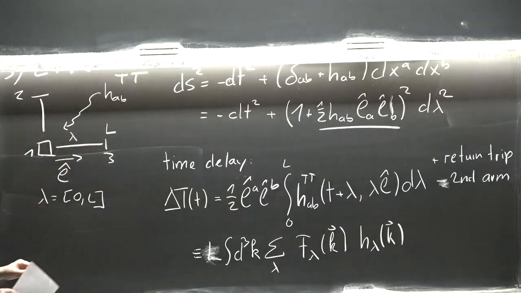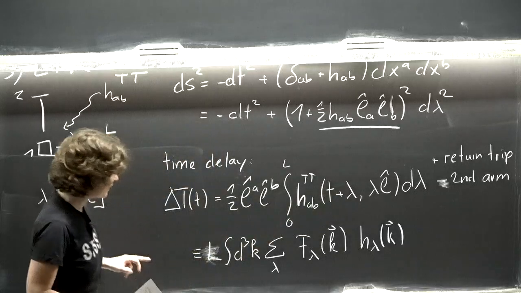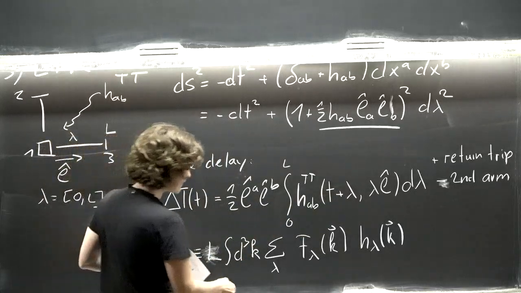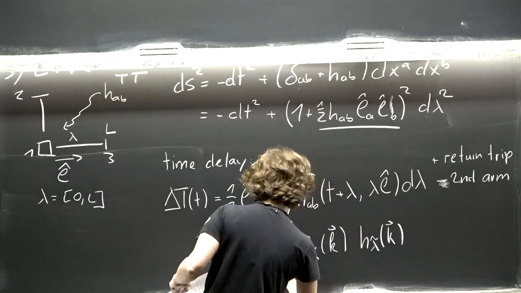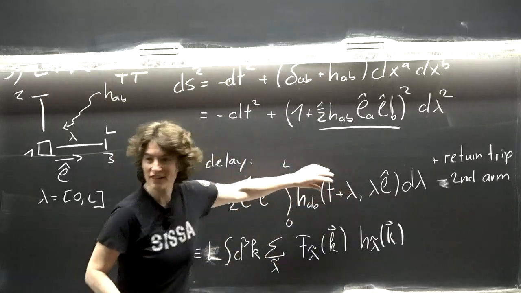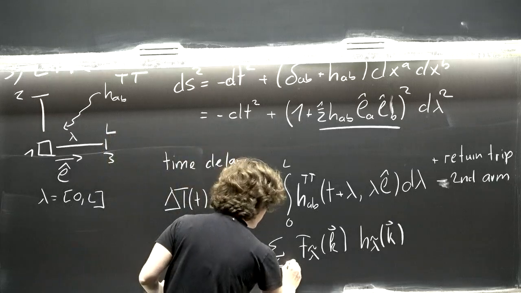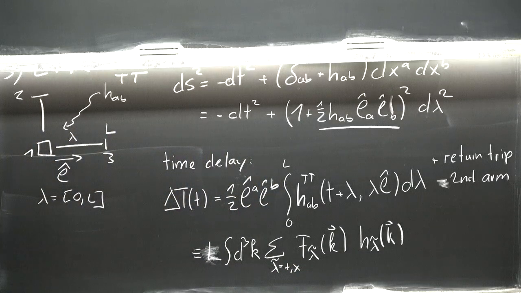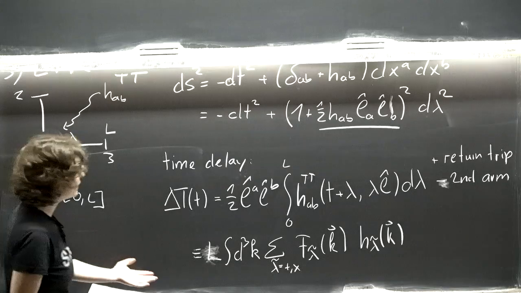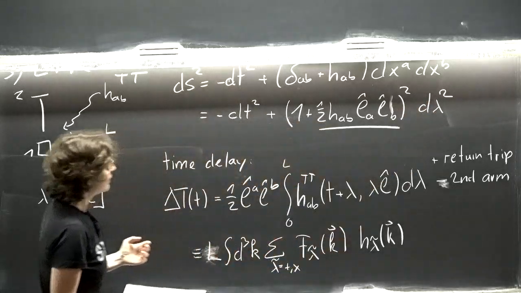So sorry, this is confusing notation. This lambda is not this lambda. Sorry, let me call this twiddle. This was the parameter along the propagation direction. This was the polarization. So this is just plus and cross. There's not enough letters. Initially, I was calling the lambda s, but then I had ds squared and ds squared. That wasn't any better.